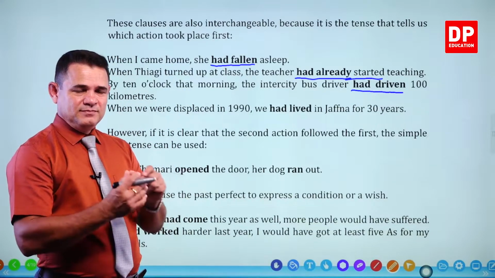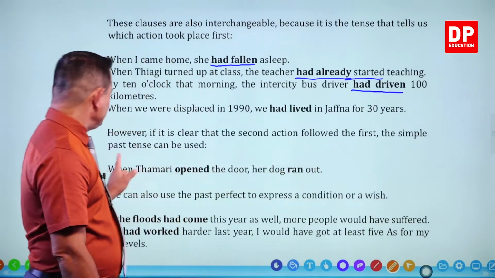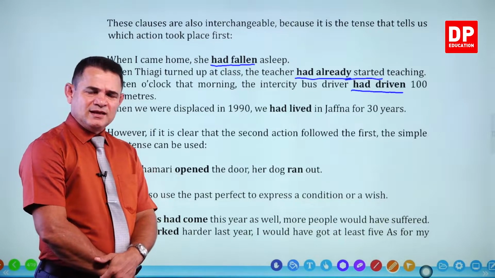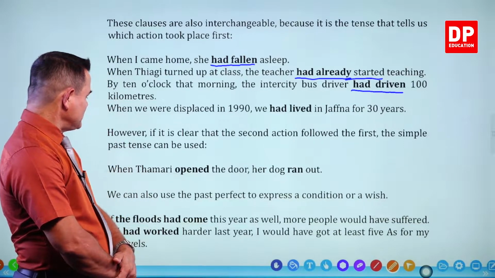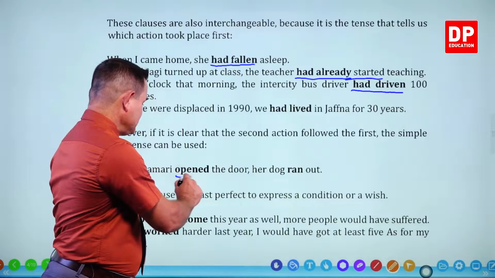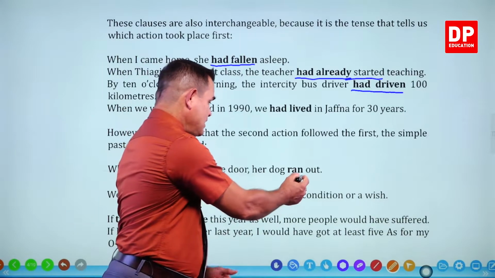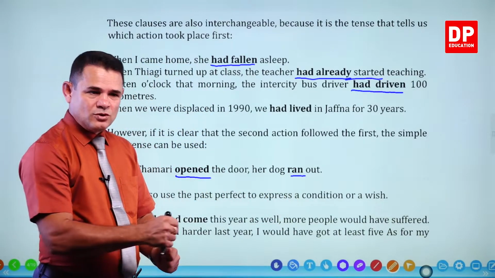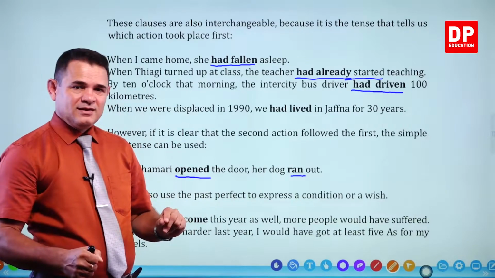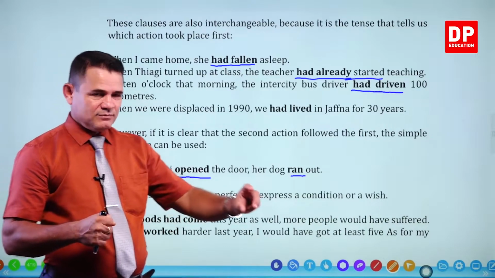However, if it is clear that the second action followed the first, the simple past tense can be used. Now just have a look at this one. When Thamari opened the door, opened, simple past tense, her dog ran out. When Thamari opened the door, the dog ran out. Right, so then both are clear. Opened the door, and the dog ran out.